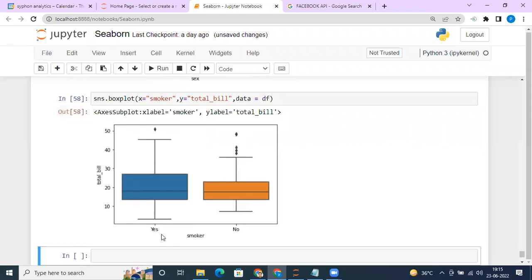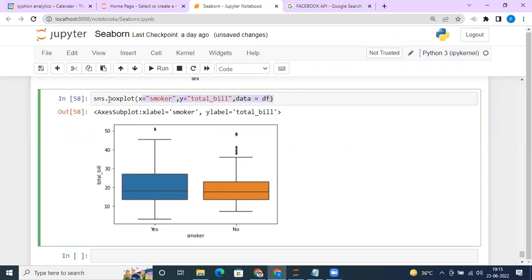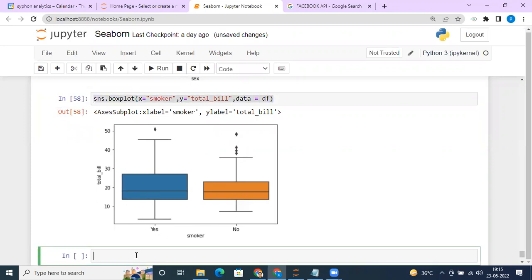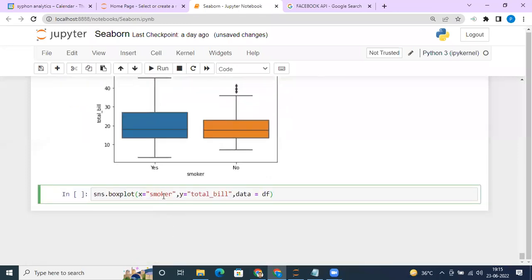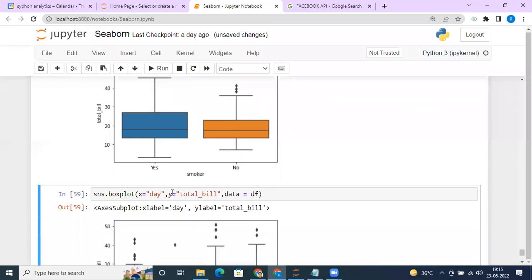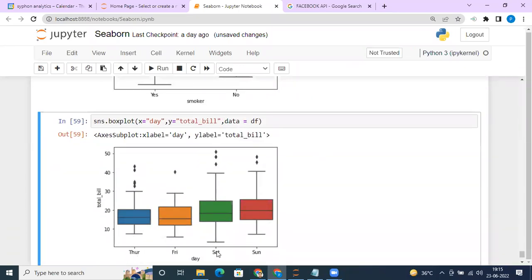Similarly, I want to see the effect of a second category as well. One category is smoker, one is total bill, and I want one more thing. So what can I do? Let me mention day here. Day is also a category: Thursday, Friday, Saturday, Sunday. So we are again able to see very quickly which is the main source of outliers. Accordingly, we should remove those, and we can easily filter our data frame if you understand properly.